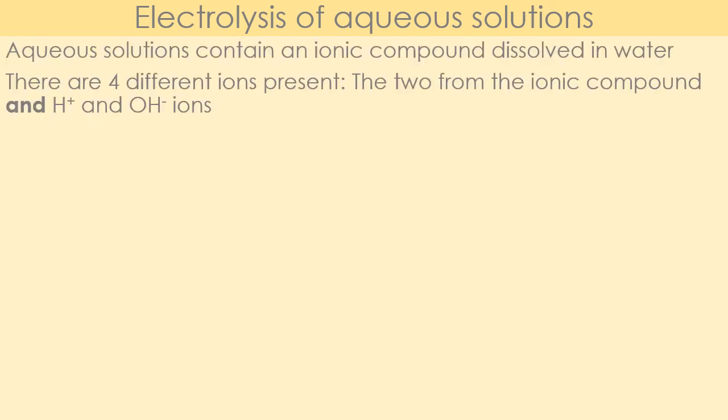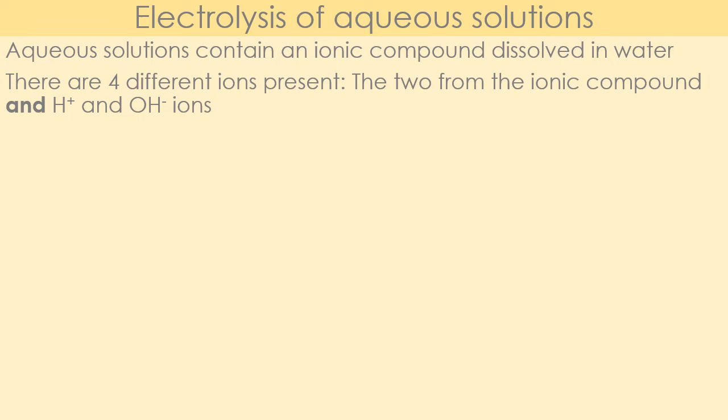So when we look at the electrolysis of aqueous solutions, so that is where an ionic compound is dissolved in water, not when it's been molten, we get a slightly different pattern. And what we have is we end up having 4 ions being present. We get the 2 from the ionic compound, so our cation and our anion, our positive metal ion and our negative non-metal ion, or polyatomic ions. We also get the H+ and OH minus ions. Now they come from water. Water is H2O, and it splits up into being H+ and OH minus ions, still a positive and a negative. But that means we have 4 different ions floating around in the solution.